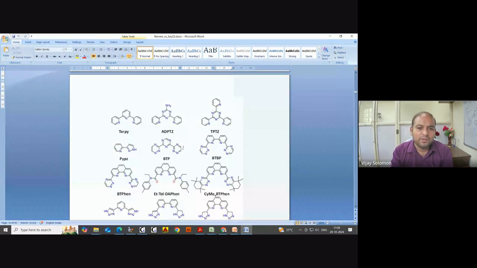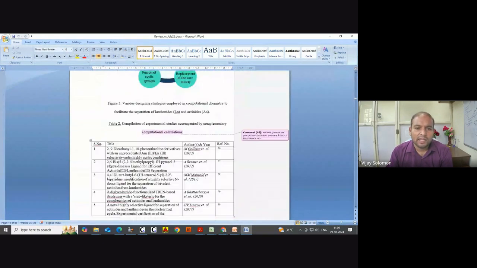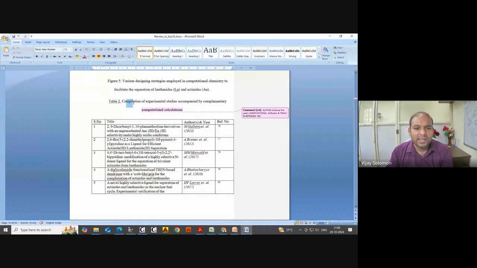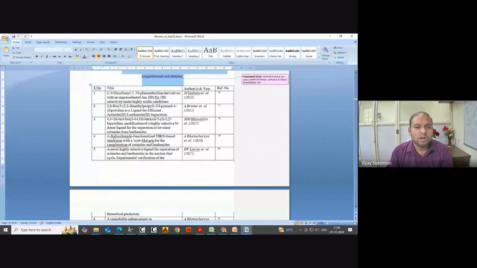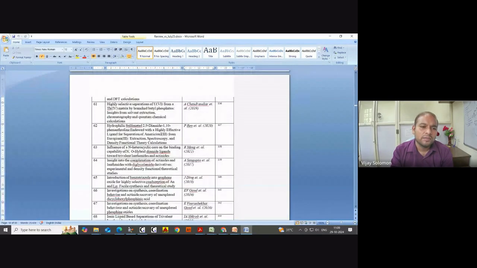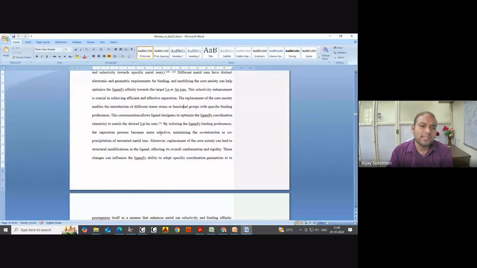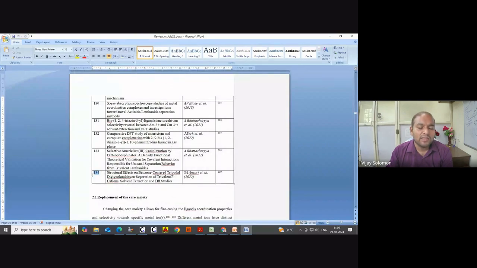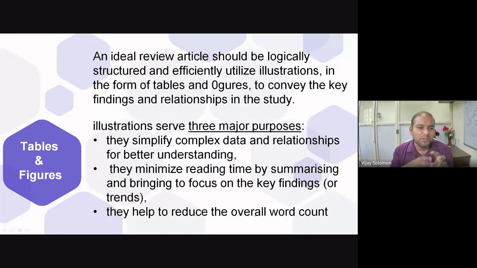In a similar way, you can look at this one: compilation of experimental studies accompanied by complementary computational calculations. How many studies? The table goes with 134 entries. So in the last 10 years, 134 papers in this field use a computational technique that I have listed. The point is you should develop the data. You should curate the information and project it in terms of figures and tables.